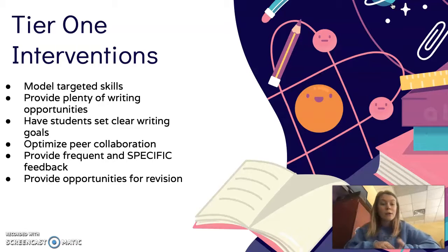They optimize peer collaboration, and the document said that it's best whenever you have two students that are on different levels working together because they can get something from the other kid. Provide frequent and specific feedback to the kids so they know what they need to improve upon, and then give them plenty of opportunities to revise their work.